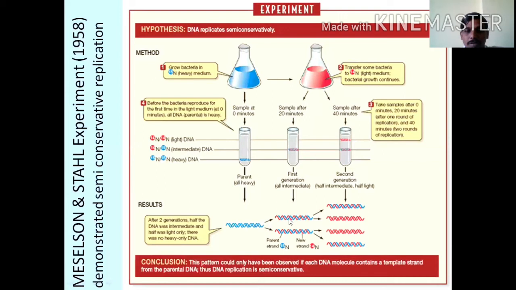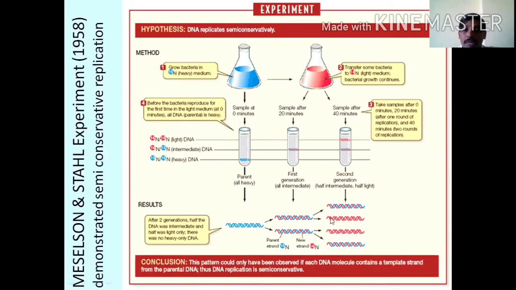Intermediate type DNA molecules means one strand has the N15 isotope and the opposite strand has the N14 isotope. Heavy chain is there and light chain is there. So that is the first generation. In the second generation, we can see four molecules formed. Two molecules have half heavy chains and half light chains, that is, intermediate.